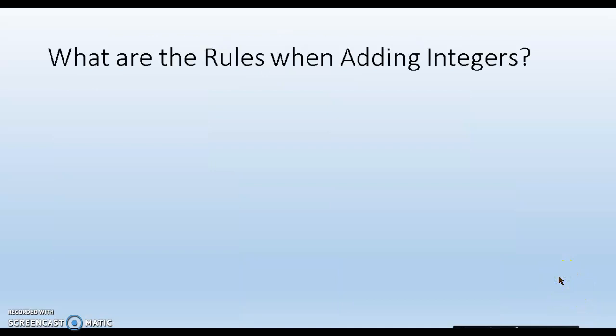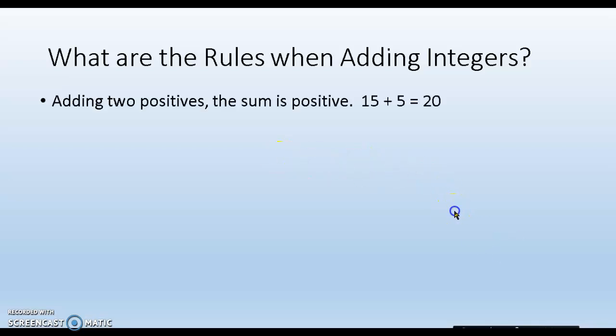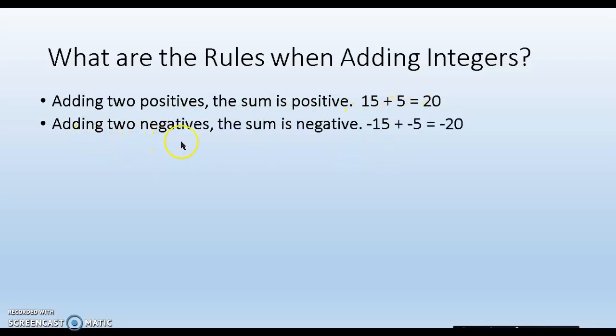All right, now here's the reality. We don't carry counters around in our pockets. And we also can't use counters when we have large numbers that we're dealing with. So what are the rules when we're adding integers? Whenever we add 2 positive numbers, like you've been doing since first grade, the sum is positive. 15 plus 5 is 20. Whenever you add 2 negatives, the sum is negative. If I have 15 negatives and 5 negatives, I have 20 negatives.